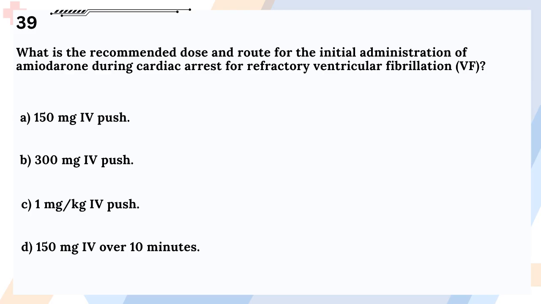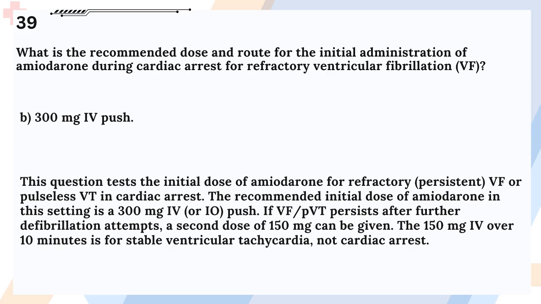Answer B. 300 milligrams IV push. This question tests the initial dose of amiodarone for refractory, persistent VF or pulseless VT in cardiac arrest. The recommended initial dose of amiodarone in this setting is 300 milligrams IV or IO push. If VF or pulseless VT persists after further defibrillation attempts, a second dose of 150 milligrams can be given. The 150 milligrams over 10 minutes is for stable ventricular tachycardia, not cardiac arrest.